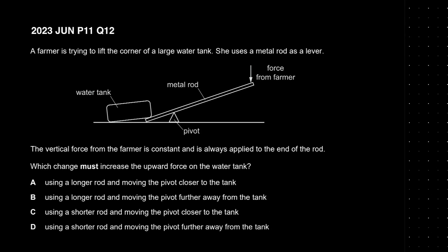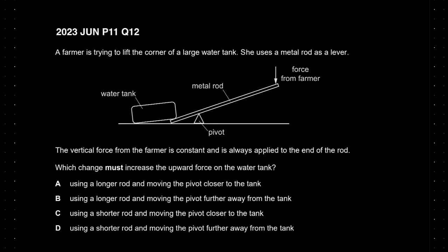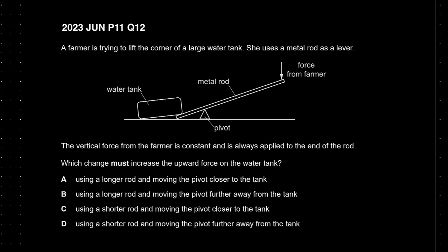So next, question 12. A farmer is trying to lift the corner of a large water tank. She uses a metal rod as a lever. So this is the metal rod. Vertical force from the farmer is constant and is always applied to the end of the rod. Which change must increase the upward force on the water tank?